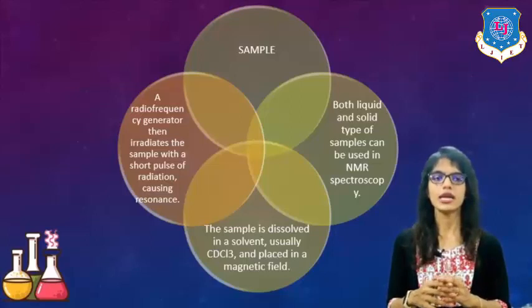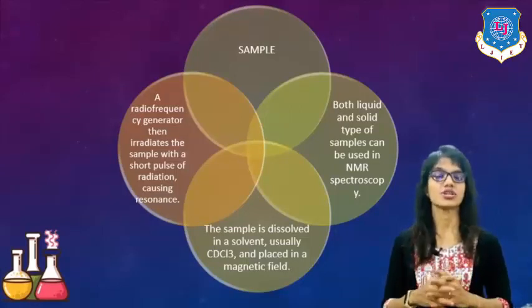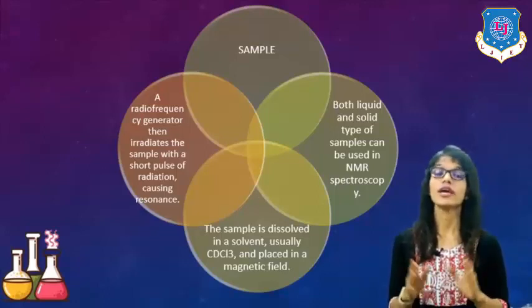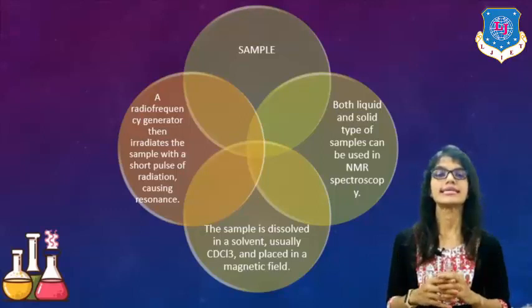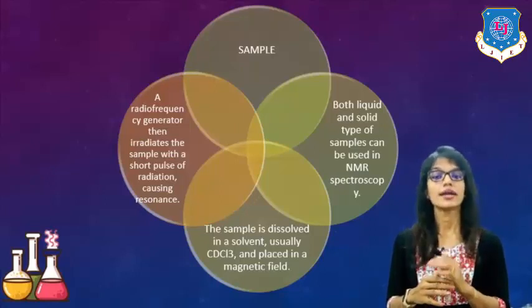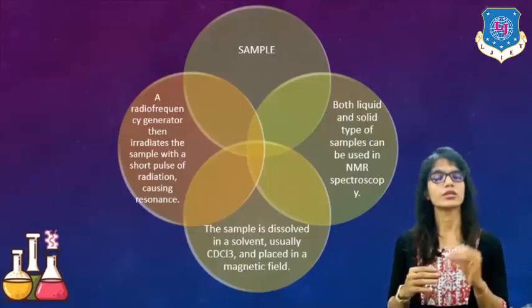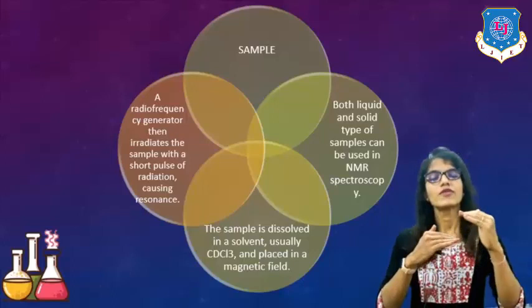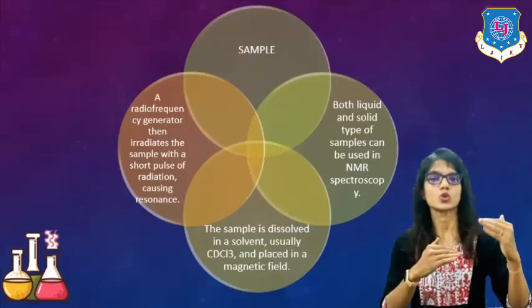Here in general we have to understand that in industry what we will have is a sample, right? So both liquid and solid types of samples can be used in NMR spectroscopy. The sample is generally dissolved in a solvent like CDCl3 and placed under the influence of magnetic field. Now a radio frequency generator then irradiates the sample with the radio frequency, right? Now what it will cause? It will cause the resonance.